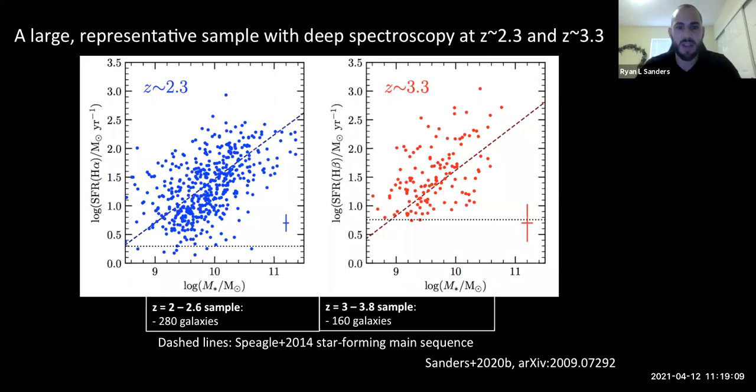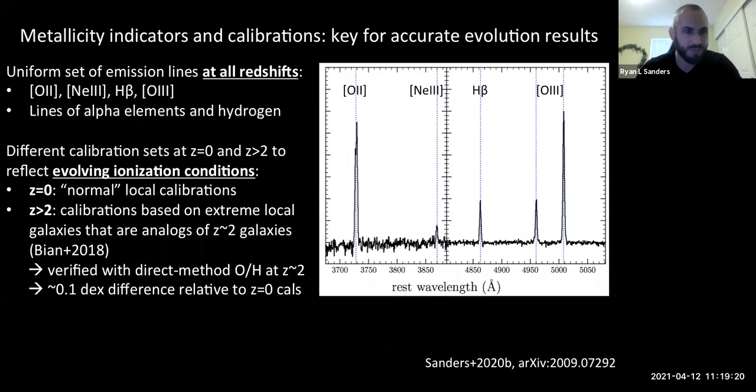I've shown in the dashed lines the star-forming main sequence as determined from Speagle et al. 2014. And you can see that our sample is also representative. These are main sequence galaxies at these redshifts.